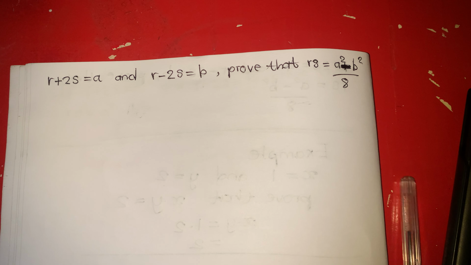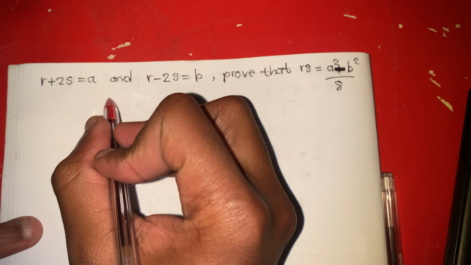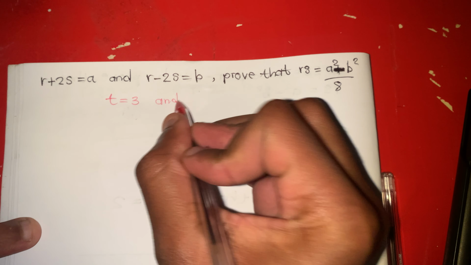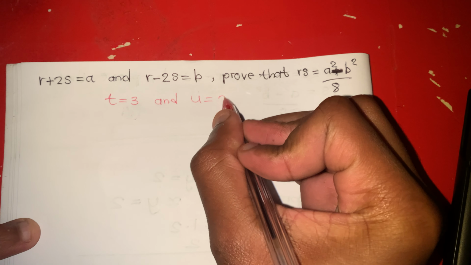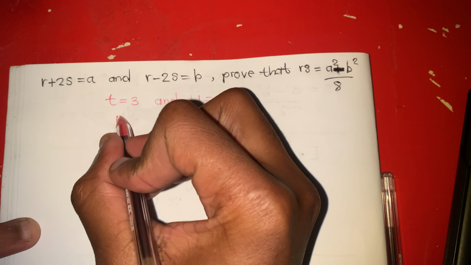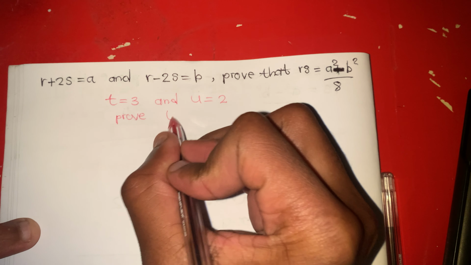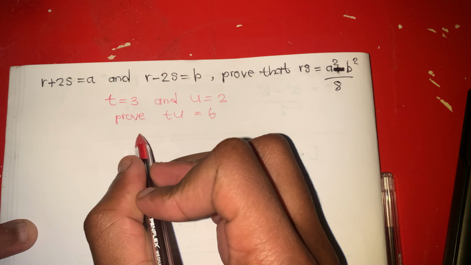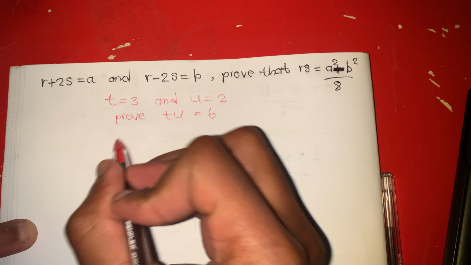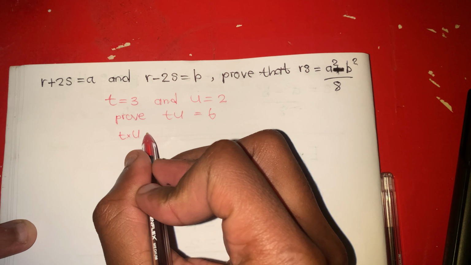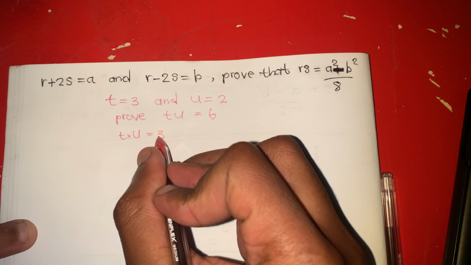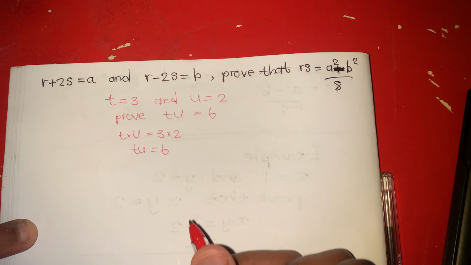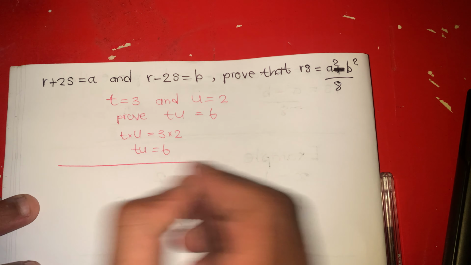So say you have an example, and in this example they say t is equal to 3 and u is equal to 2, and they want you to prove that tu is equal to 6. So basically they're saying t multiplied by u is equal to 3 multiplied by 2. So tu, 3 times 2 will be 6. That's the approach that we are using here today.